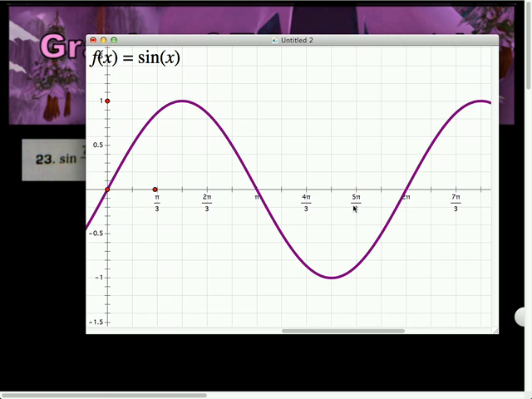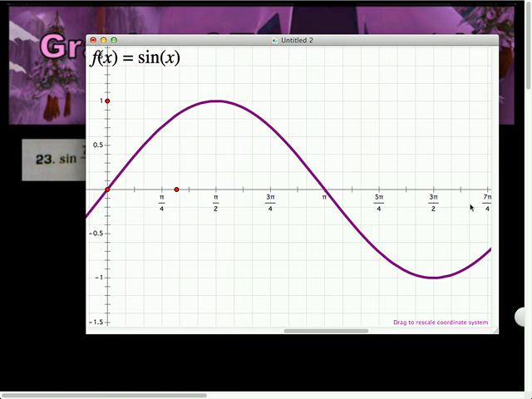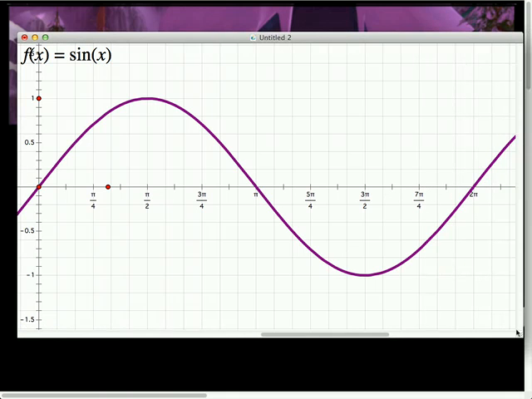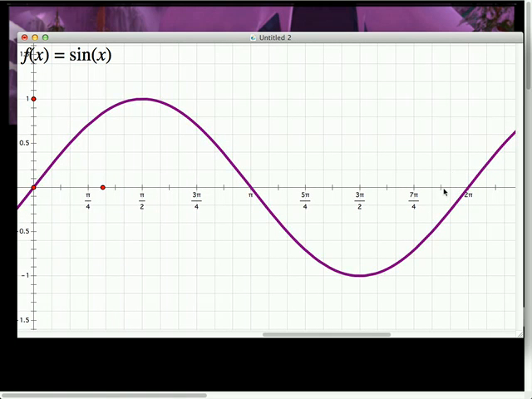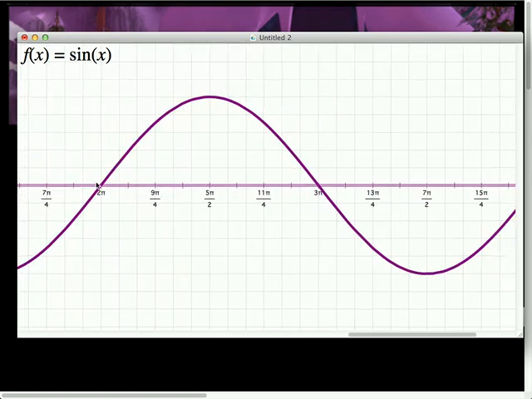Let's see. I need 7 pi over 2. Let me stretch this out until I've got some over 2's. Here's 7 pi over 4. So for 7 pi over 2, I would have to shimmy over, right? There it is. There's 7 pi over 2, and it appears as though it's all the way down at -1. So that's what we would have done.